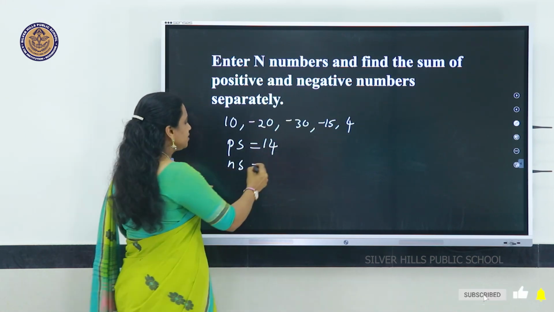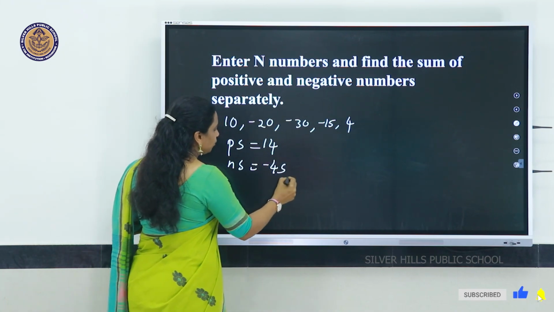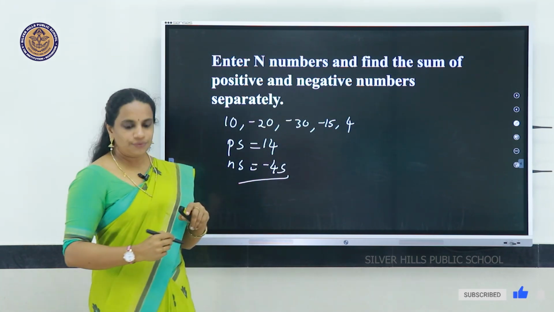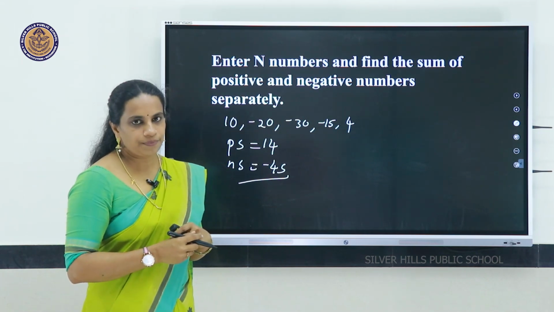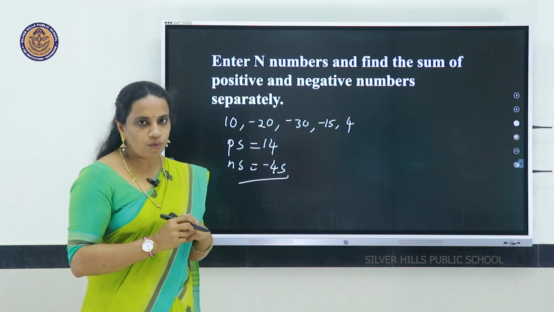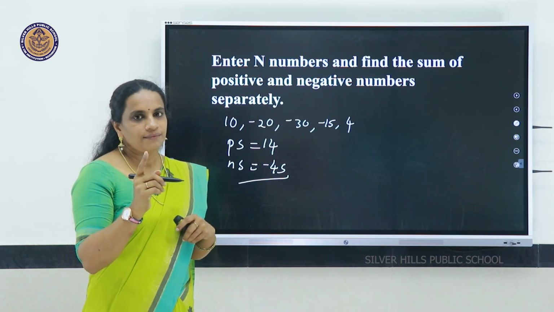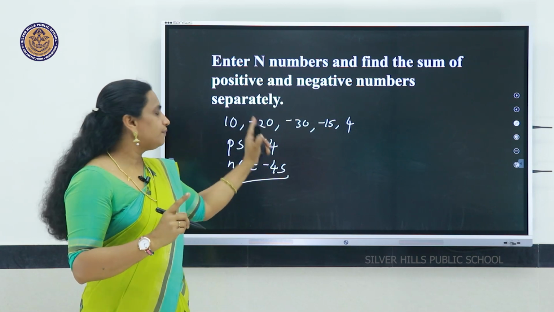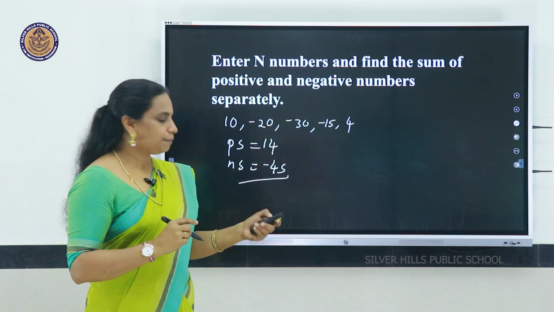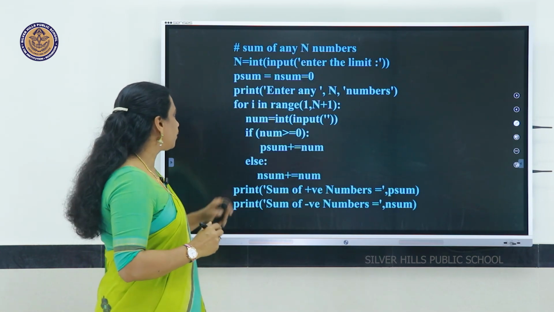that is minus 45. Separately, you have to add the positive numbers and find the sum of negative numbers. Here inside this for loop, what do you have to use? We studied the if statement in the previous session, and you have to use it in this program. Now, let us go through the program.